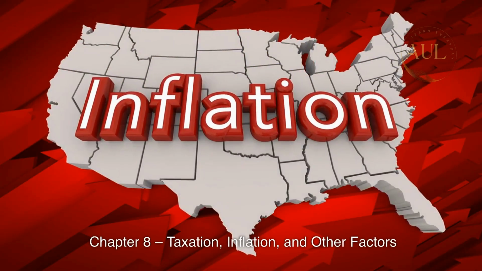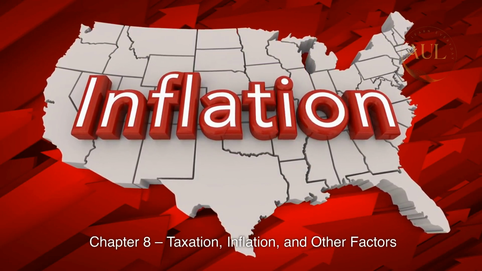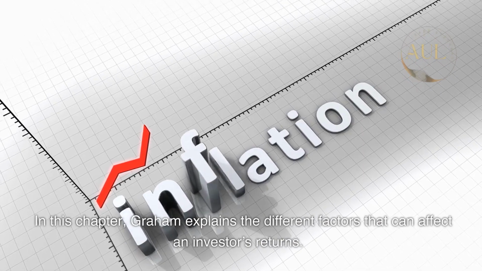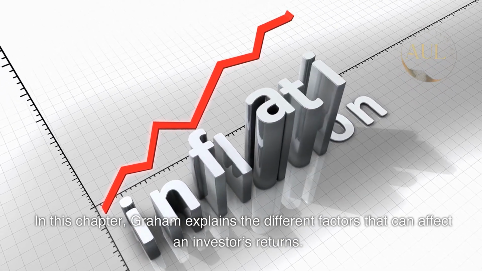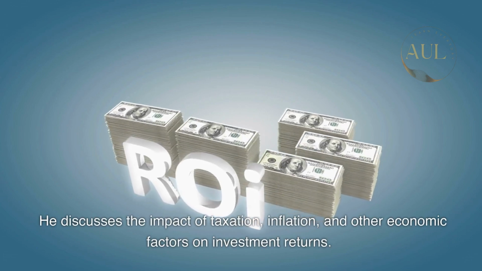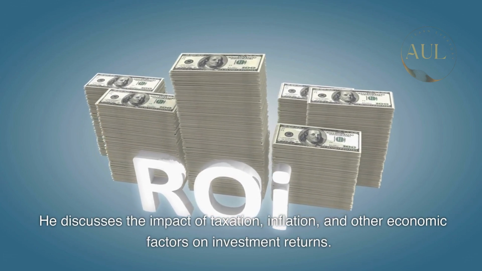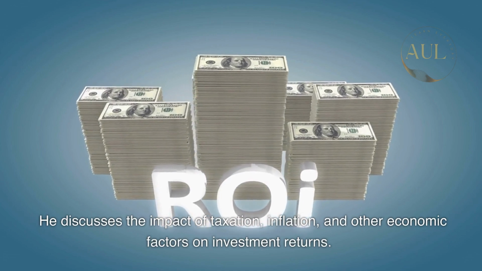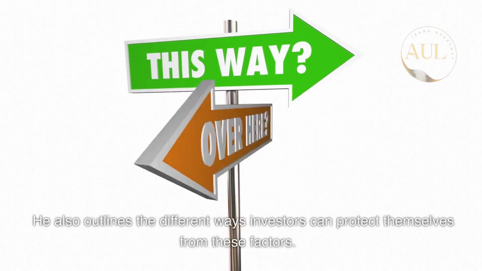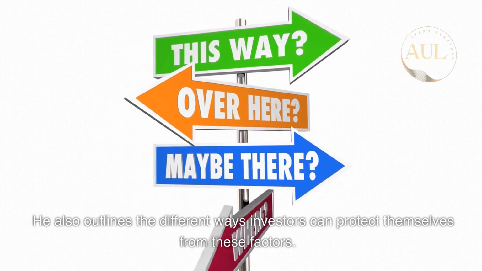Chapter 8 Taxation, Inflation, and Other Factors. In this chapter, Graham explains the different factors that can affect an investor's returns. He discusses the impact of taxation, inflation, and other economic factors on investment returns. He also outlines the different ways investors can protect themselves from these factors.